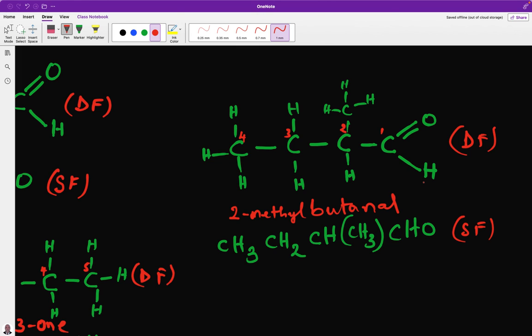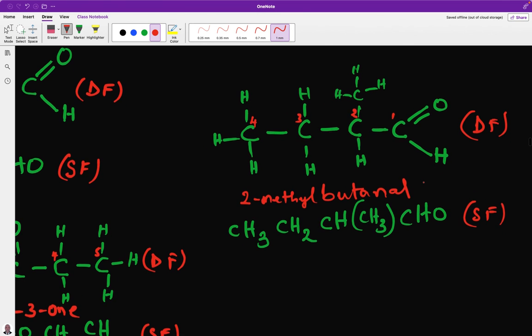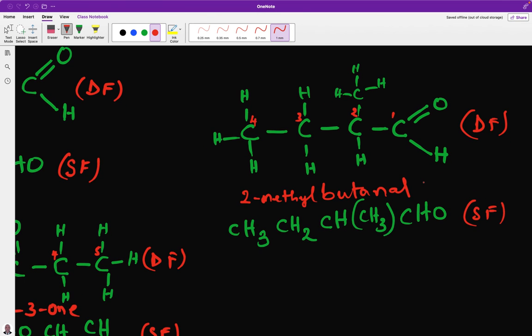You have the structural formula and the displayed formula. So I said aldehydes are named using the suffix "al" and the ketones with the suffix "one," following the same convention used in naming alkanes. But usually there is a number before the "one."